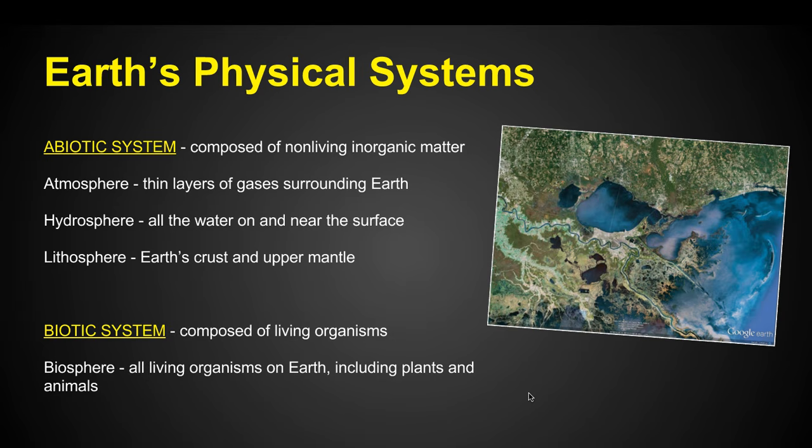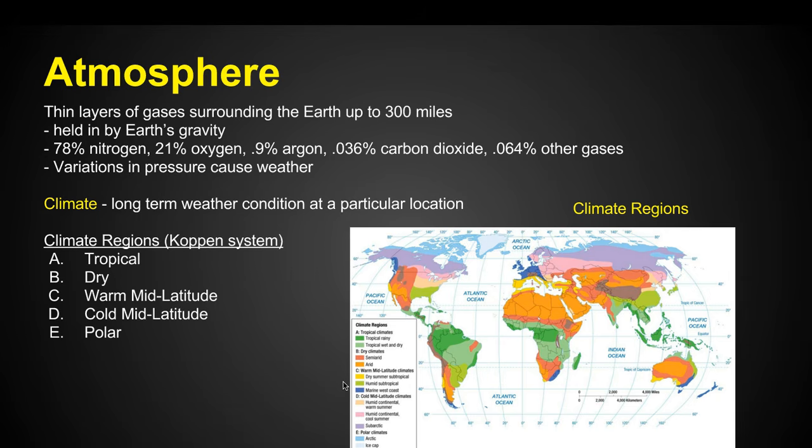In the biotic system, we've got living organisms. The biosphere is within the biotic system. This is where all living organisms on Earth, including plants and animals, exist. And that encompasses a number of the abiotic systems when you put them together. The atmosphere has thin layers of gases surrounding the Earth and goes all the way up to 300 miles.